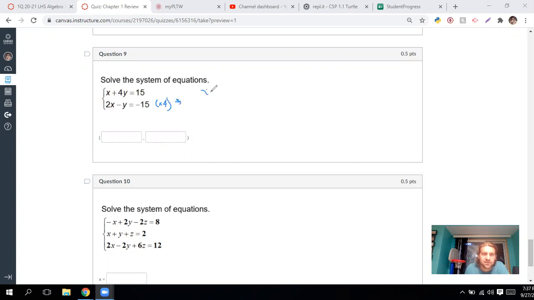Top row, I'm just gonna leave x plus 4y equals 15. The bottom row, I'm gonna change, multiplying by 4, it becomes 8x minus 4y equals, okay, if I multiply that by 4, that's -60. All right, adding them here, we get 9x. Those go away. And add those together, that'd be a -45. Divide, x would equal -5.